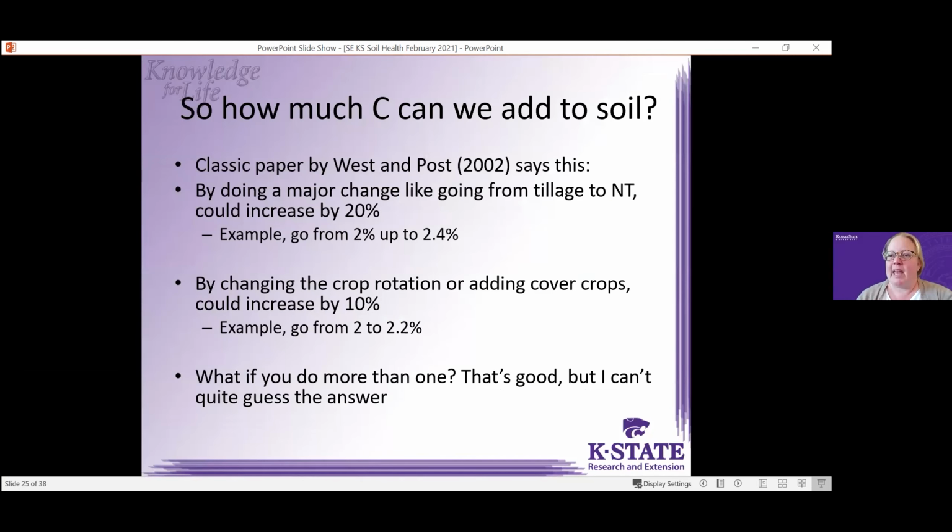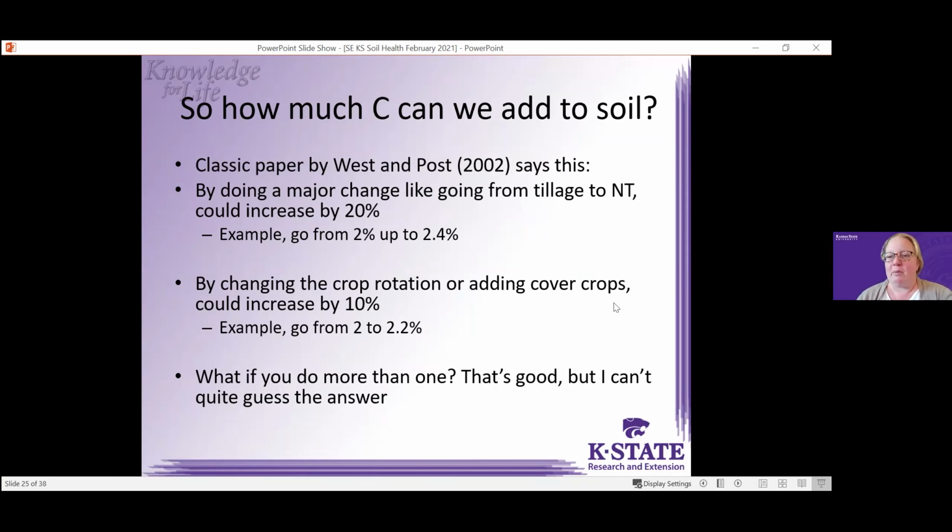So how much carbon can we add to soil? There's a classic paper by West and Post from 2002, so a long time ago. They analyzed a bunch of different studies in a meta-analysis, and one of their big conclusions was that going from tillage to no-till could increase carbon, or organic matter, by about 20%. For example, if you had 2%, you might go to 2.4% by switching to no-till.